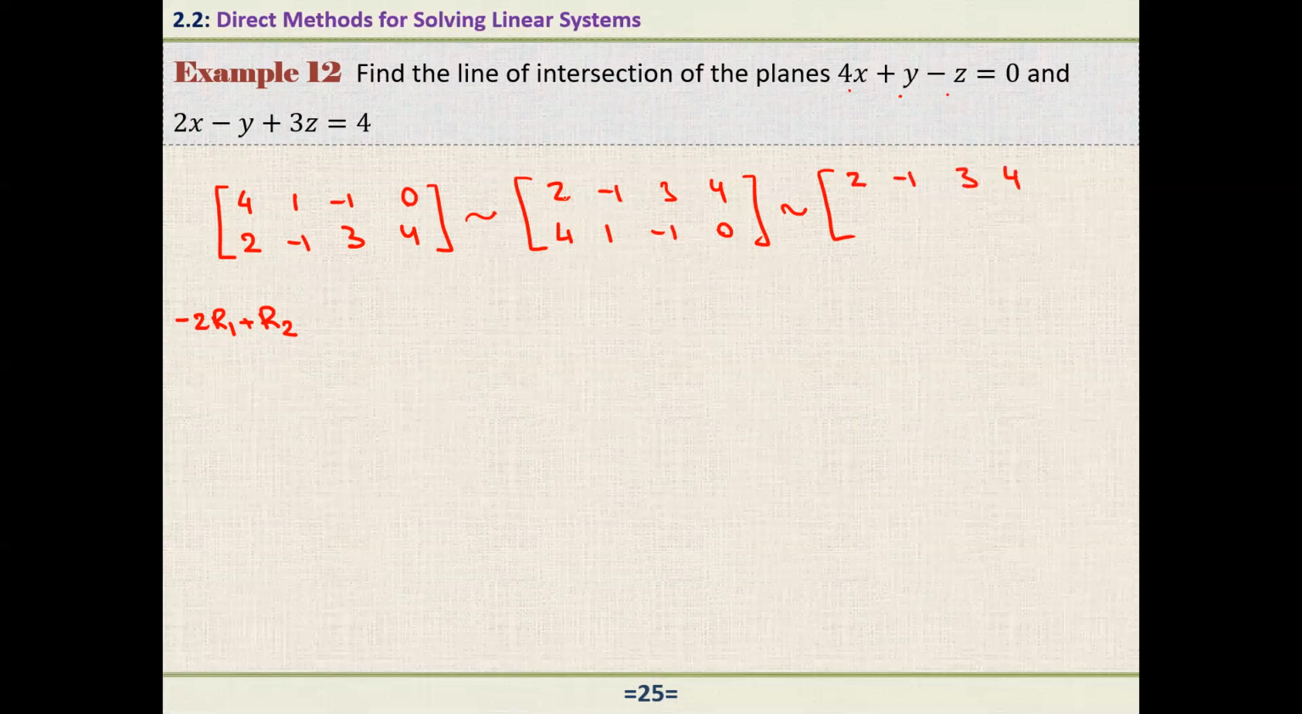So what we have here, 2, negative 1, 3, 4. And here we have negative 2 times 2 is negative 4, plus 4 is equal to 0. And negative 2 times negative 1 is 2, 2 plus 1 is 3. Negative 2 times 3 is negative 6, plus negative 1, that's negative 7. And negative 2 times 4 is negative 8, plus 0. Here we have negative 8.